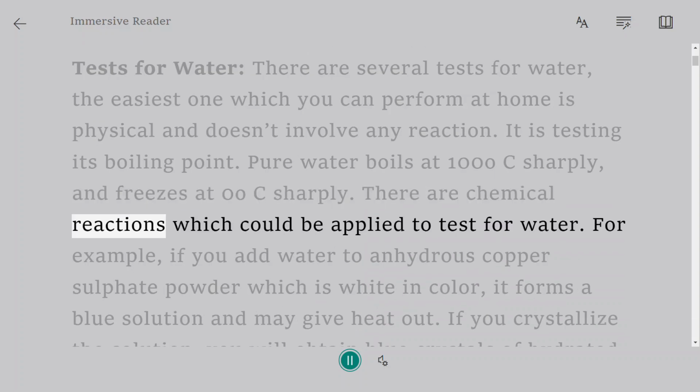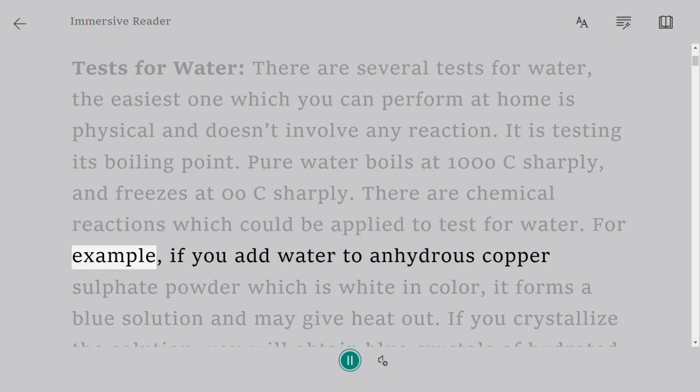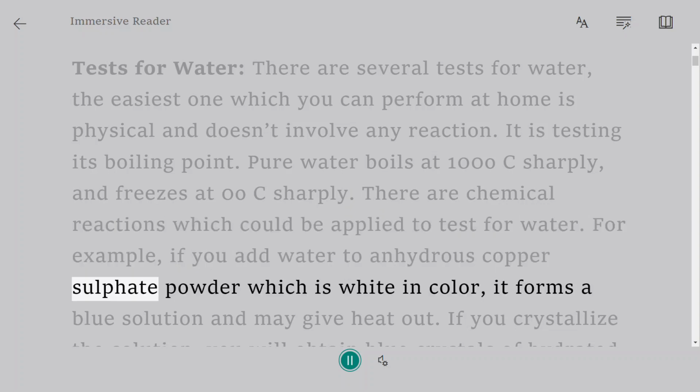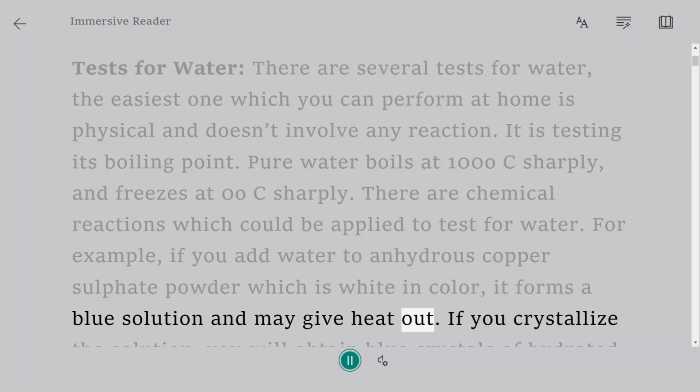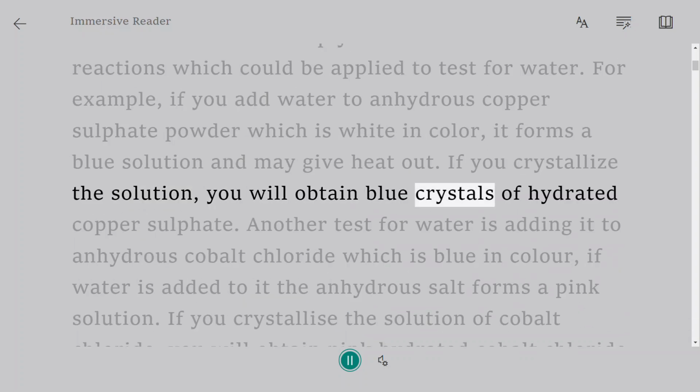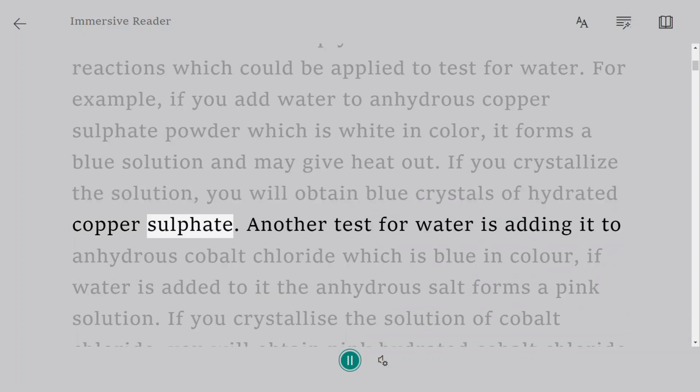There are chemical reactions which could be applied to test for water. For example, if you add water to anhydrous copper sulphate powder, which is white in color, it forms a blue solution and may give heat out. If you crystallize the solution, you will obtain blue crystals of hydrated copper sulphate.